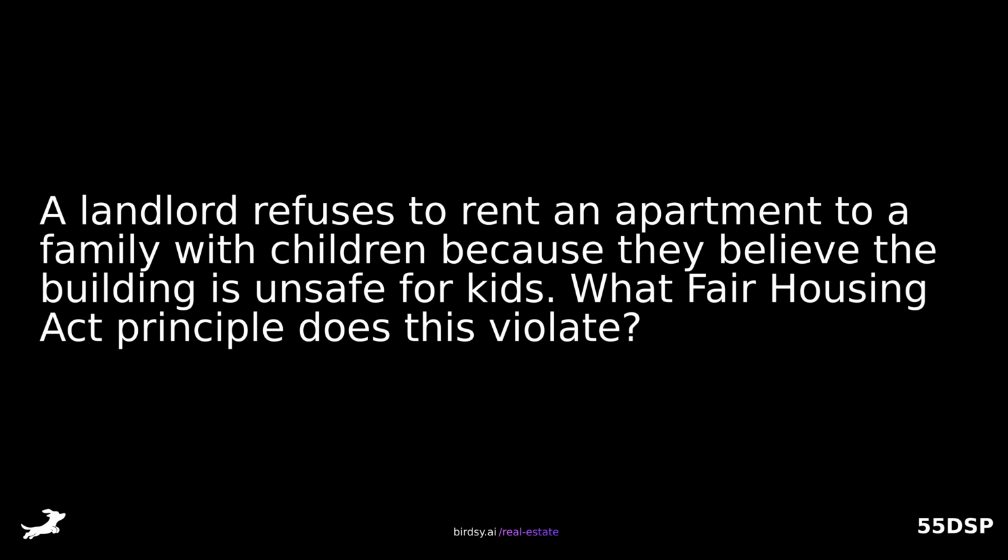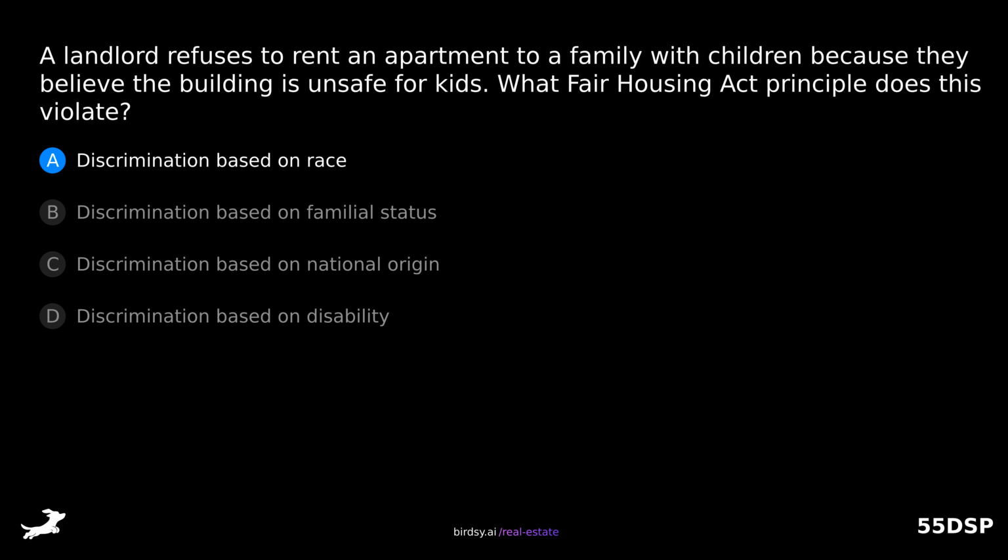A landlord refuses to rent an apartment to a family with children because they believe the building is unsafe for kids. What Fair Housing Act principle does this violate? Is it A. Discrimination based on race? B. Discrimination based on familial status? C. Discrimination based on national origin? Or D. Discrimination based on disability?